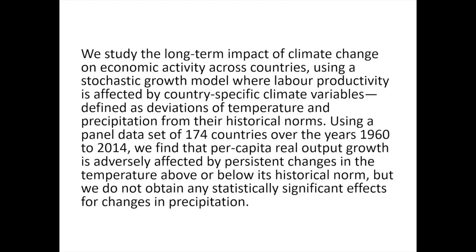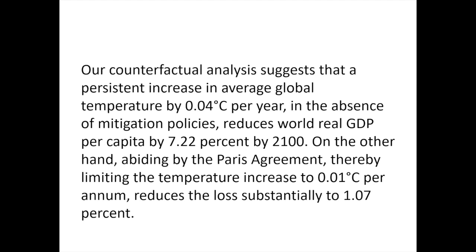And now here are the particular results. Our counterfactual analysis suggests a persistent increase in average global temperature by 0.04 degrees centigrade per year in the absence of mitigation policies reduces world real GDP per capita by 7.2% by 2100. On the other hand, abiding by the Paris Agreement, thereby limiting the temperature increase to 0.01 degrees centigrade per annum, reduces the loss substantially to 1.07%. Okay? So now what I want to look at is what that means.